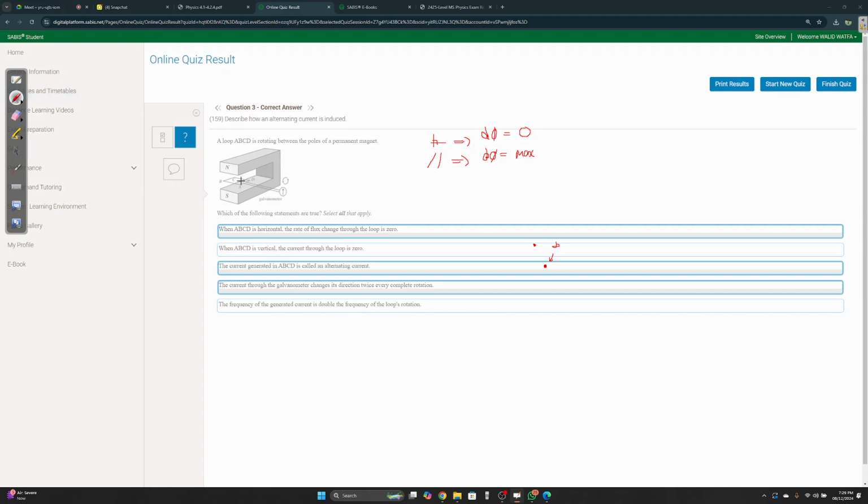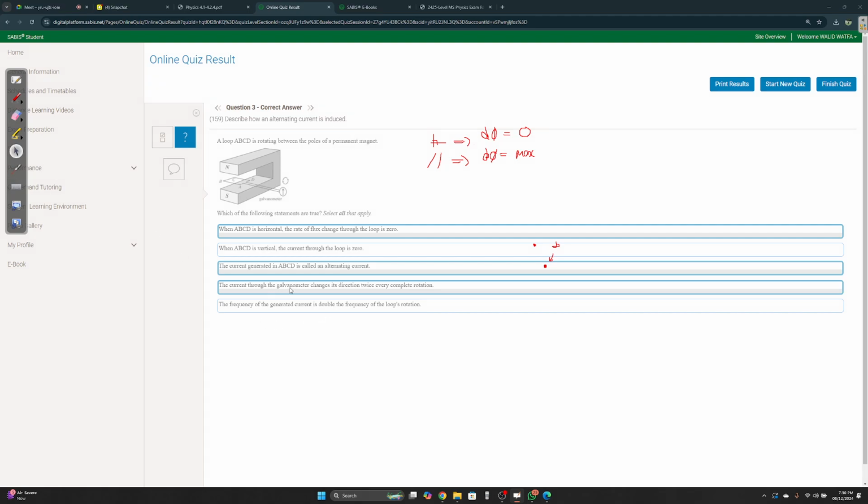No, when it's vertical, it's parallel. When it's parallel, is the current zero? No, it's maximum. The current generated in ABCD is called an alternating current. Of course, it's an alternating current because when you rotate it, you're putting in a force between a magnetic field, so you're going to have induced current. If they tell you it starts rotating by itself, then it's not induced; it's a direct current you're supplying, and it rotates because of the force. But here, you're rotating it between a magnet, so you get current. When do you have AC? When there's an alternating current.